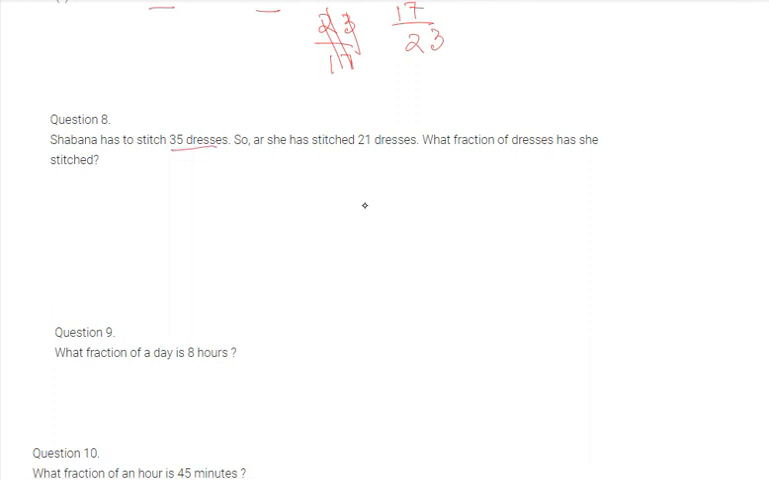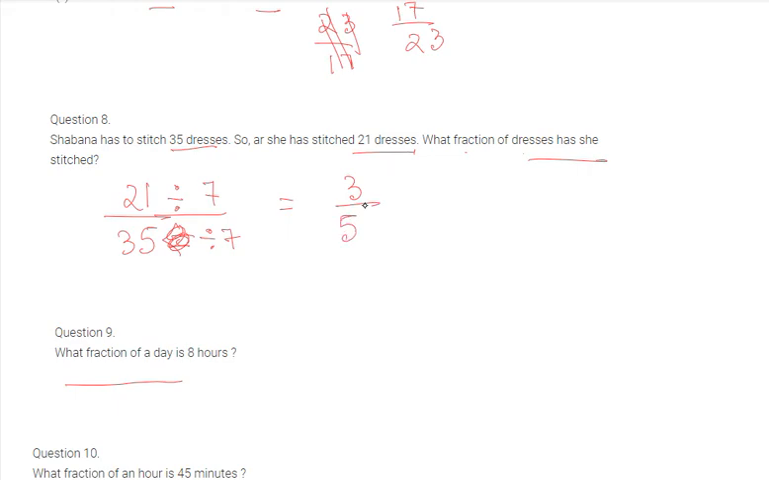Next question, Shabana has to stitch 35 dresses. So she has stitched already 21. What fraction of dresses she has stitched? So out of 35, she has stitched 21. So we can also say the denominator is the total, or we can read it as out of. Okay. Now this can be reduced by 7. I can divide both numerator and denominator by 7 because both are divisible by 7. So this becomes 3 out of 5.